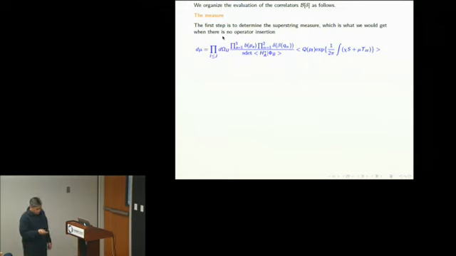All right. So now let us begin the calculations. Let's organize the evaluation in the following way. The first thing is to determine the so-called superstring measure. The superstring measure is the one where you don't have any insertion of vertex operators, none of these V's.